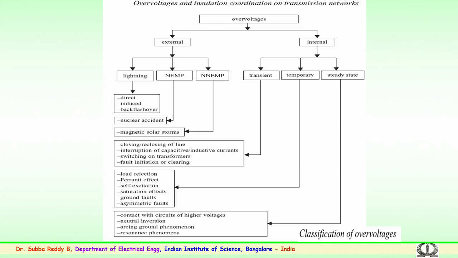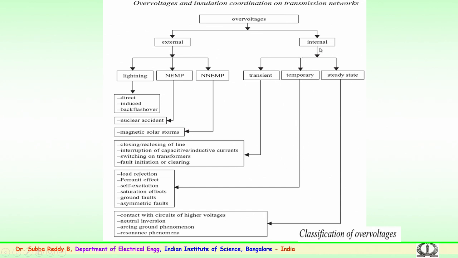So, this table shows various over voltages, which we discussed, which may occur because of external or internal applications or internal service conditions. The external is because of lightning, as we were mentioning. Natural lightning will create a direct, induced or back flashover. These will create various types of impulses and over voltages on the transmission network. The second external is the NEMP, that is nuclear electromagnetic pulse. This is because of a nuclear accident which may happen, which creates very sharp pulses and may create a problem to the transmission network. The third external over voltage is the non-nuclear electromagnetic pulse, which may be because of magnetic solar storms and so forth.